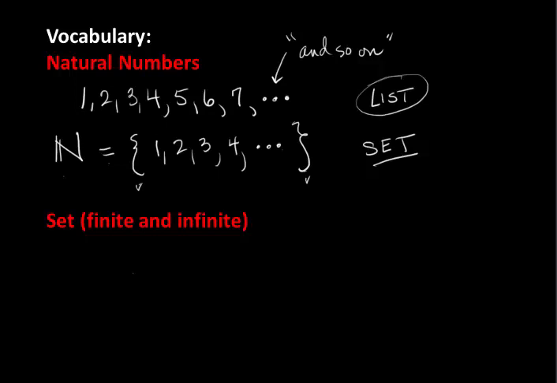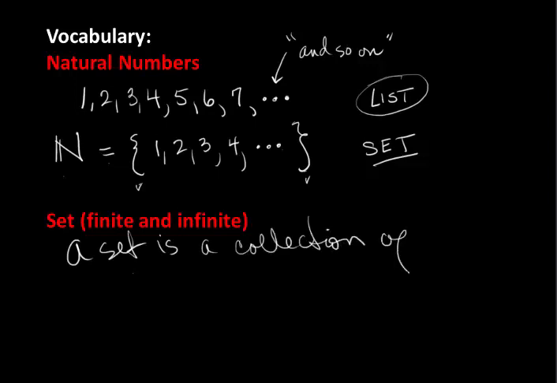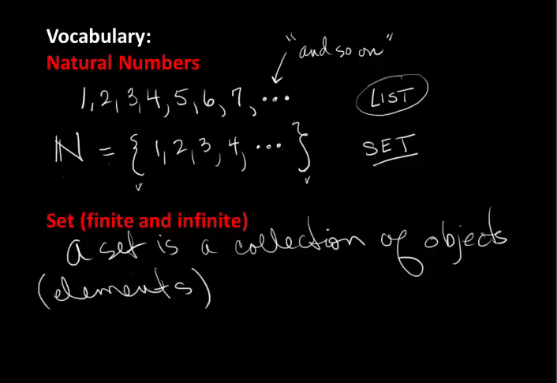A set is a collection of objects. We call those objects elements. Elements of the set. A set is a collection of objects, so we call that the set of natural numbers, and the elements are the numbers, the natural numbers.